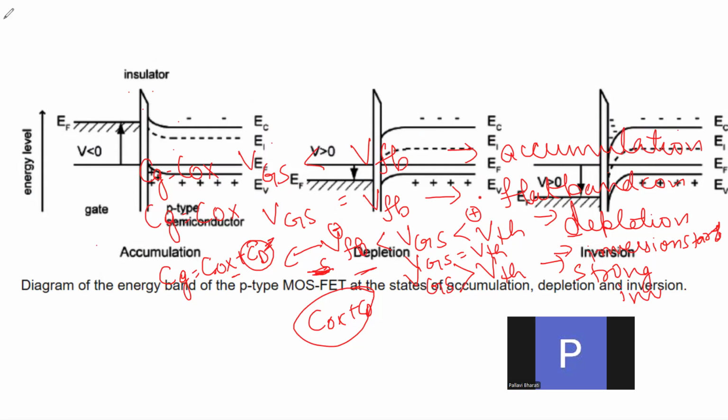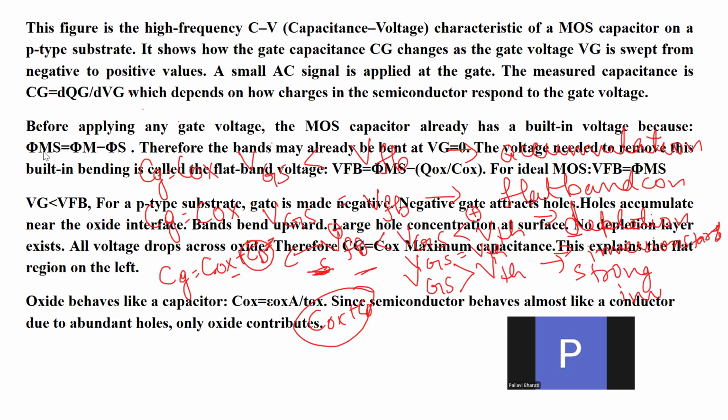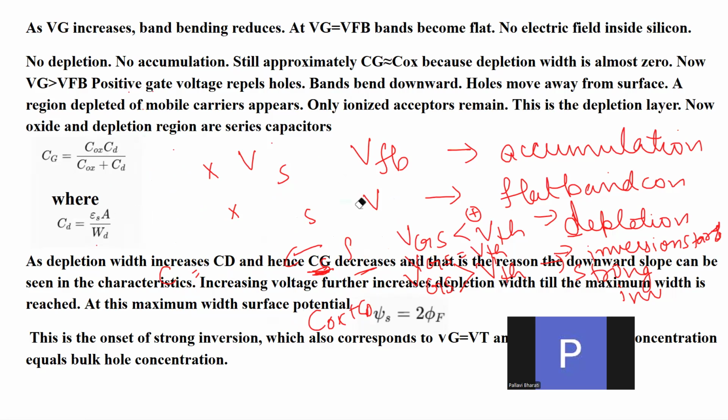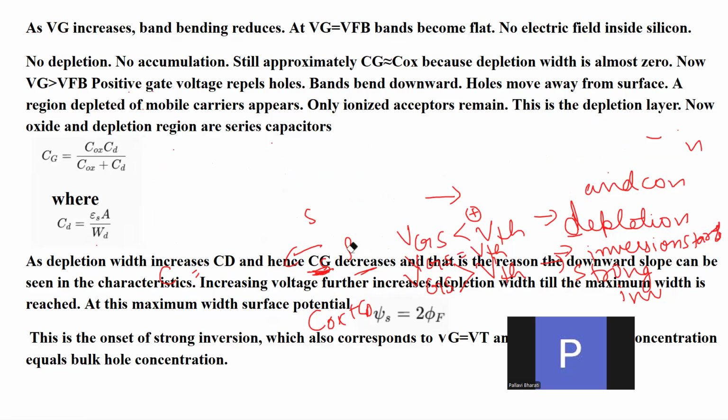Now let me explain once from the written notes here. So see over here, what I explained is given here. This is how these things are changing. When Vg increases, band bending reduces. At Vg equal to VFB, the band becomes flat and there is no electric field, and at that time the gate capacitance is equal to the oxide capacitance because there is no depletion layer actually formed. When you start giving positive voltage to the gate, firstly the holes are repelled. When the holes are repelled, the depletion layer is formed and the capacitance decreases.